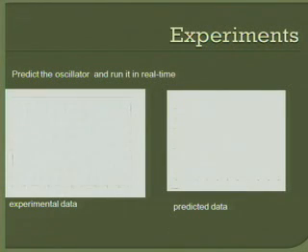We have done tons of experiments with different epsilon and different omega. Here is one set of contrast data. The left is experimental and the right is predicted data. We can see from these graphs that the oscillator is running pretty much as predicted.